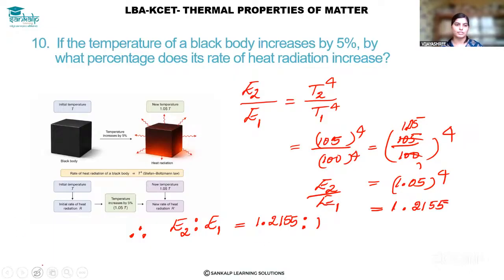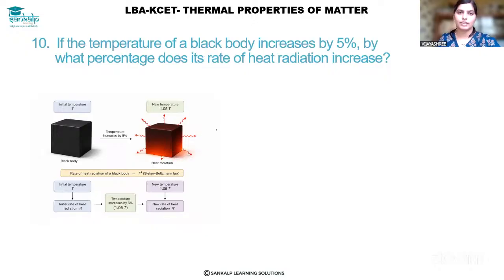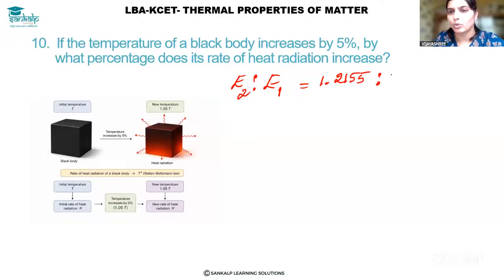I am going to erase this. E2 is to E1 equal to 1.2155 is to 1. So what we have to calculate is the percentage increase in the rate of heat radiation, right? So the percentage increase is what we have to calculate.